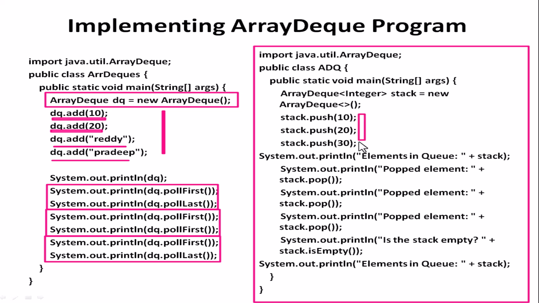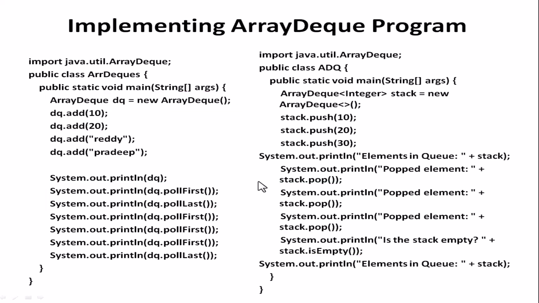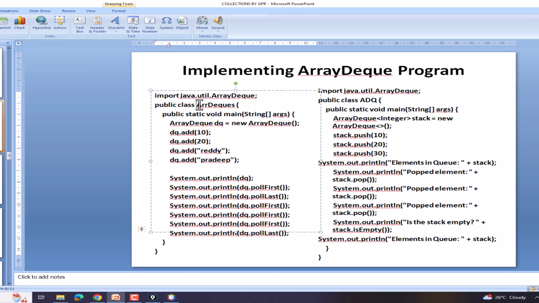What elements are inserted? 10, 20 and 30 are inserted, and what elements are popped? Here you have used a pop element. The top of the stack item will be removed, and then the next top of the stack item will be removed. You are going to check whether the stack is empty or not. Now you are trying to print the elements in the queue. Because all the elements are popped out, you are going to check what elements are in the queue. Now let us try to run the program one by one.